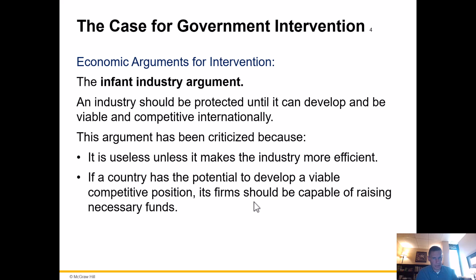So what about economic arguments for intervention? We have what we call the infant industry arguments. An industry should be protected until it can develop and be viable and competitive internationally. This argument has been criticized because it's useless unless it makes the industry more efficient, which is true. If a country has the potential to develop a viable competitive position, its firms should be capable of raising necessary funds. So again, you can make a case, an economic case, a policy case, a legislative case, for and against the infant industry arguments.